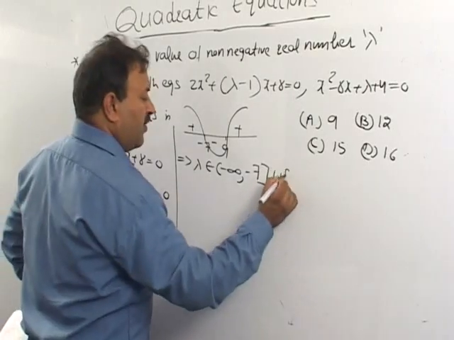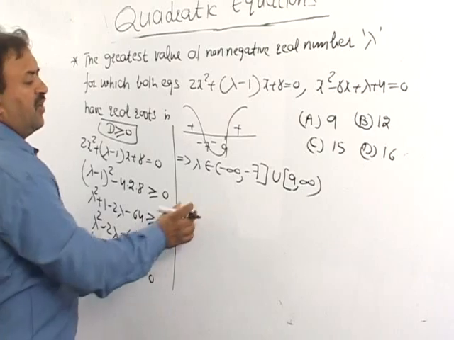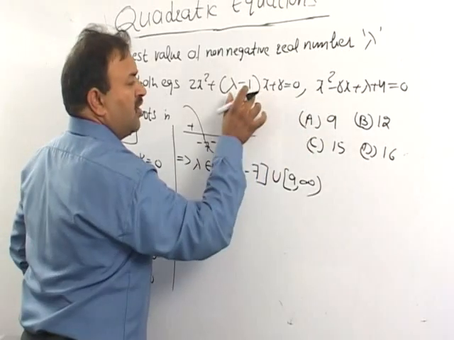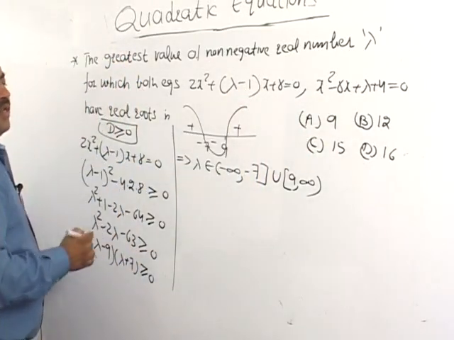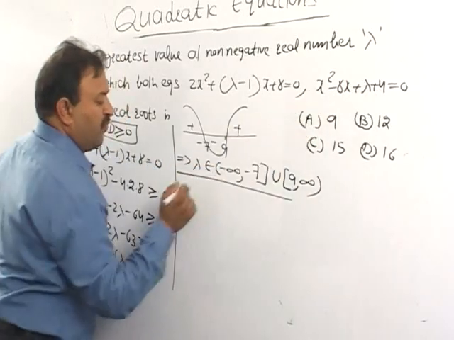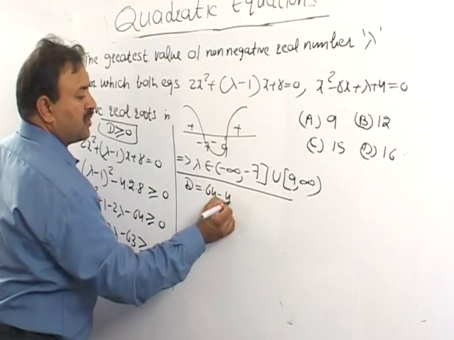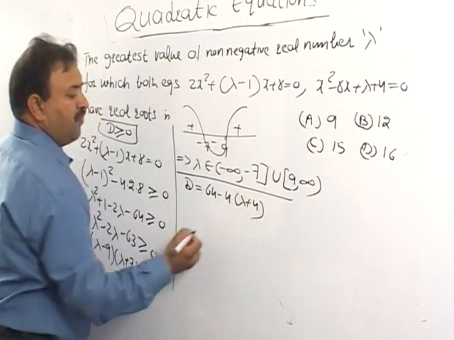It is 9 to infinity. This is the result from the first equation. Now similarly we take the other equation and find its discriminant D. D is equal to 64 minus 4 into (lambda plus 4).